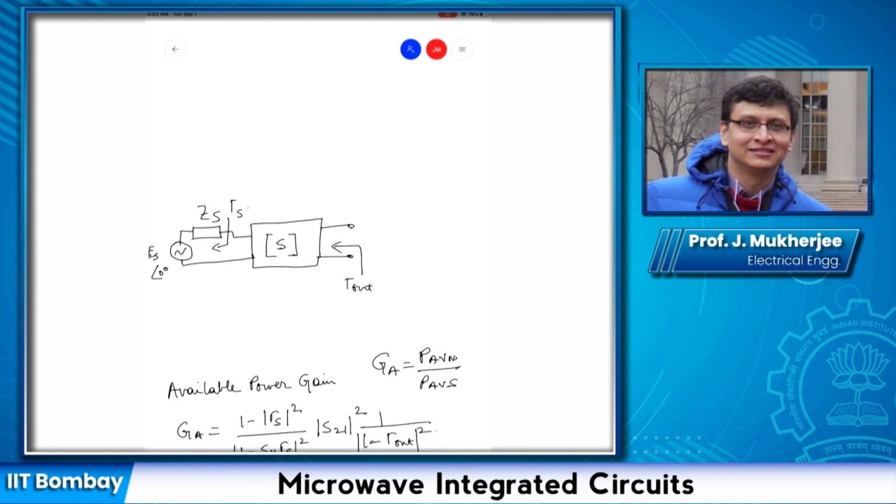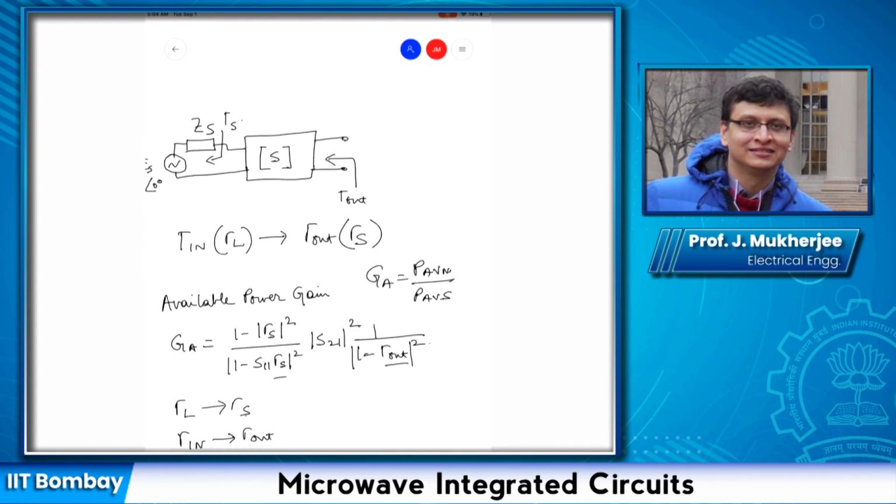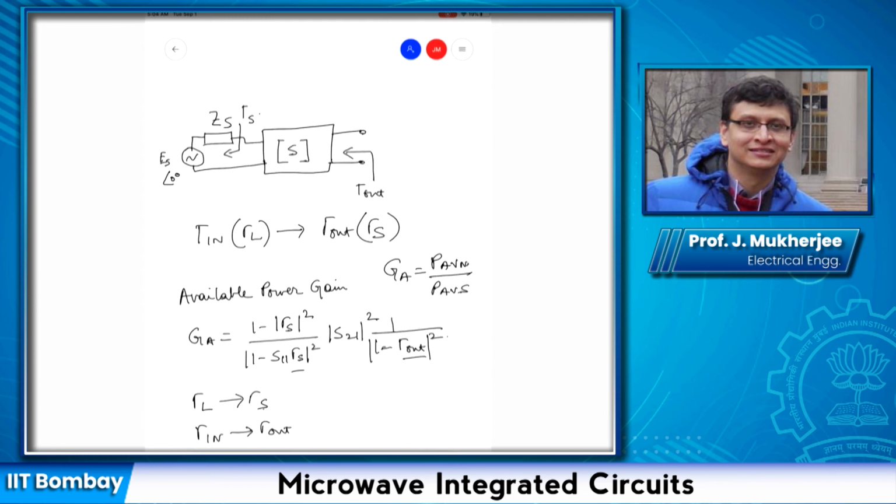So you see that GA depends only on gamma out and gamma S, and in the same way we obtained the expression for gamma in as a function of gamma L, I would also like you to find an analogous expression for gamma out, which you will find is only dependent on gamma S. So in that way, GA is also only dependent on gamma S. So if you want to fix a certain value of GA, you just choose the value of gamma S, and you get that value of GA.